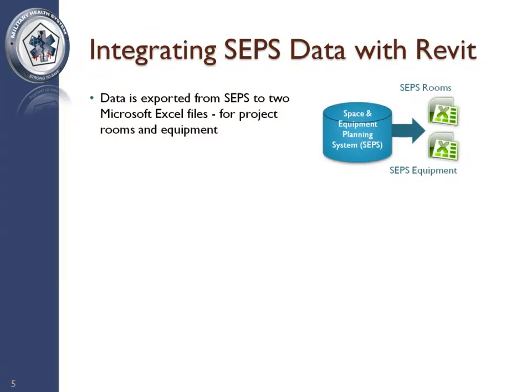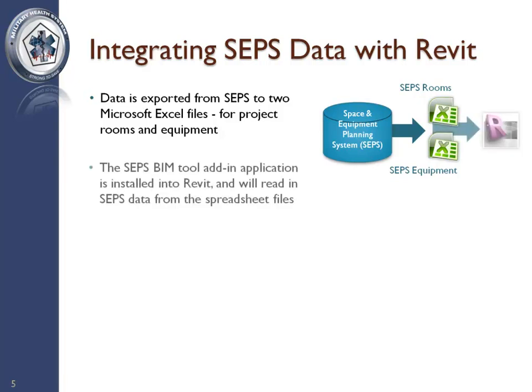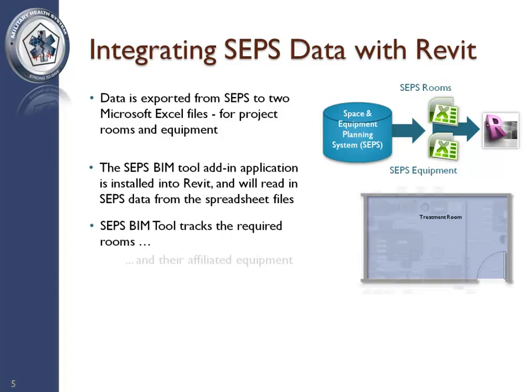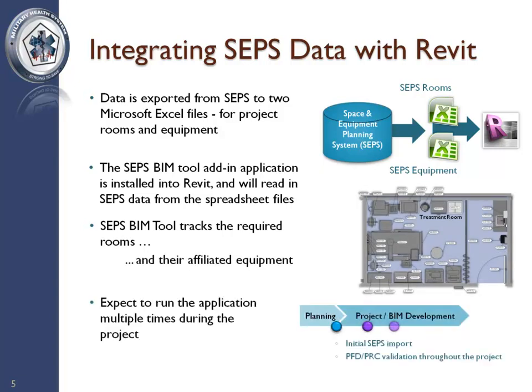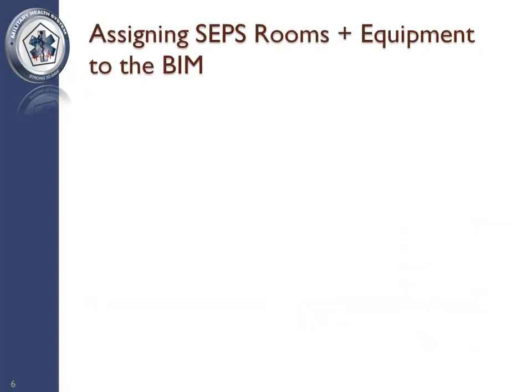To integrate SEPS data with Revit, SEPS data is exported to two Microsoft Excel files, one for project rooms and another for medical equipment. The Revit SEPS BIM tool is installed on the user's Revit workstation and will be used to integrate SEPS data with BIM. SEPS BIM tool tracks the required rooms and their affiliated equipment. During the course of a project, the SEPS BIM tool application will be used multiple times.